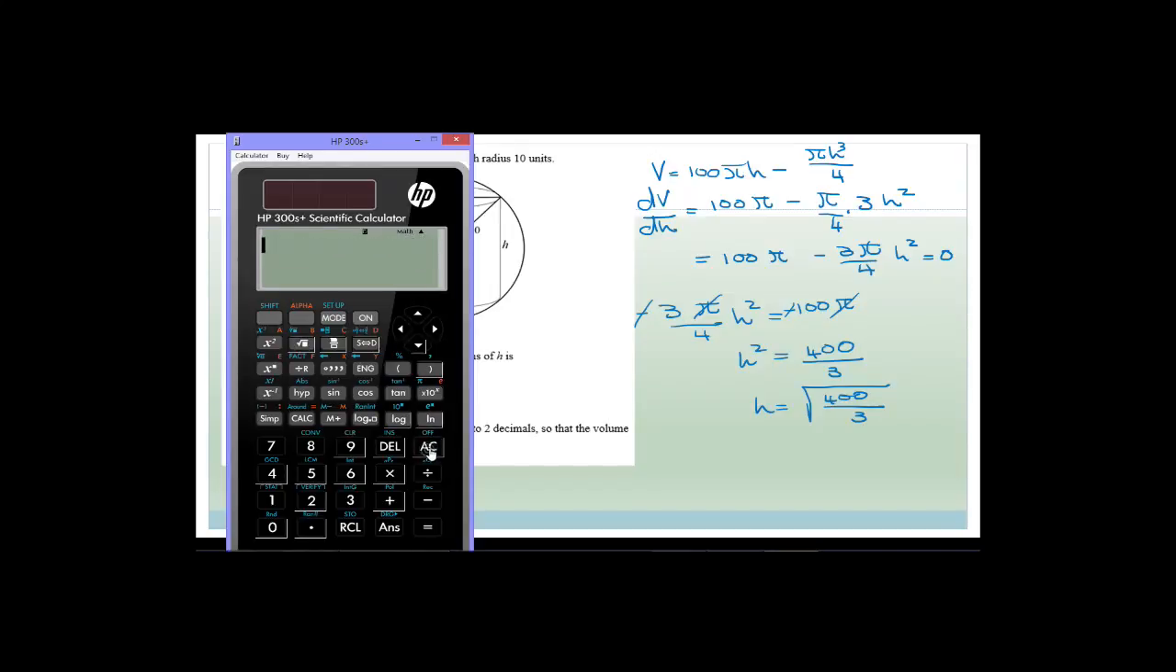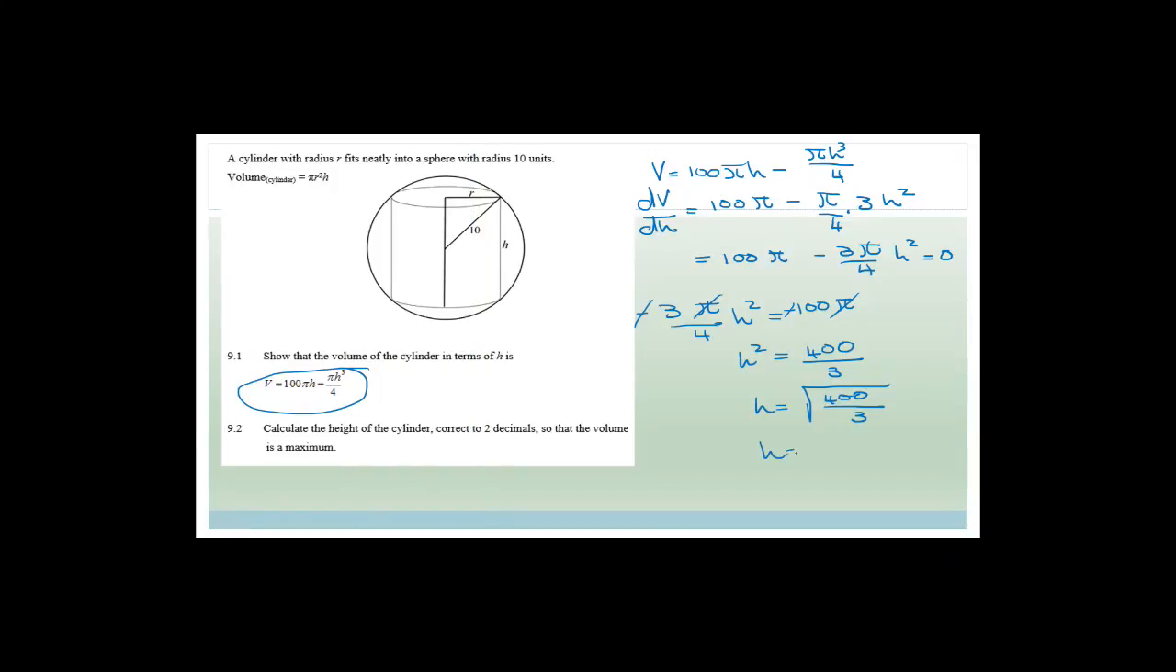Square root of a fraction, 400 over 3, equals 11.547, but they said to two decimal places, so it's 11.55. So the height is 11.55. And always check what they gave us, and they only gave us units. There's no centimeters or meters or whatever. So there you go. And then you always go back and check: did they ask us to calculate the height or the actual volume? They said calculate the height. So we've finished the question. Awesome. Let's move on.